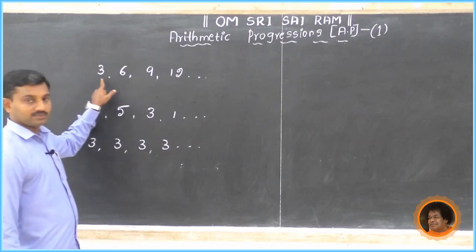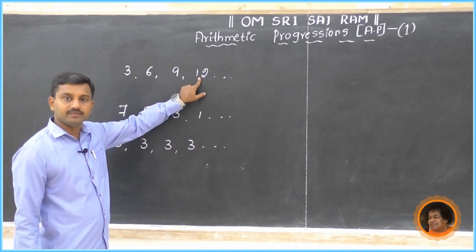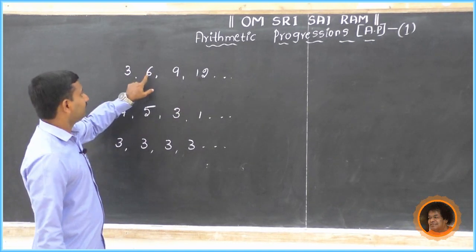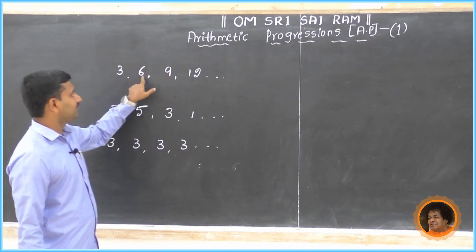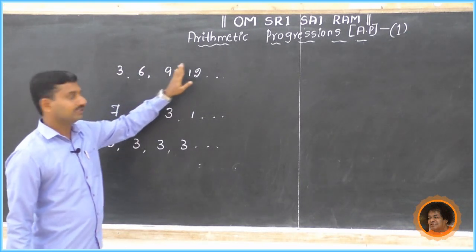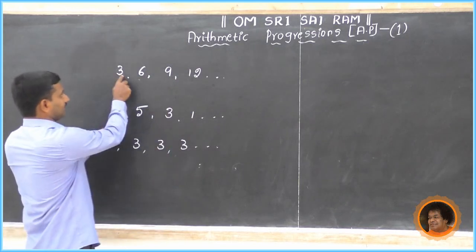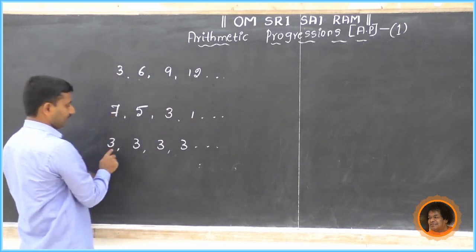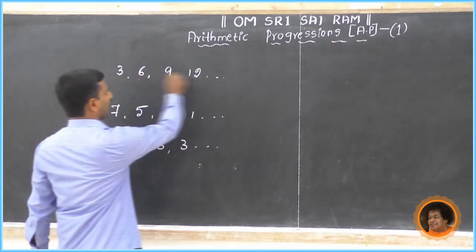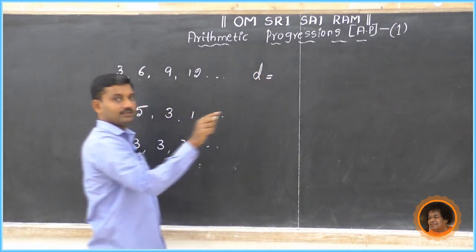Now some examples related to arithmetic progression. 3, 6, 9, 12 are in AP because the difference between a term and its preceding term is a constant: 6 minus 3 is 3, 9 minus 6 is 3. So the given list of numbers is in AP. Here the first term is 3. In the second example the first term is 7. Here the first term is 3. Now find the common difference, or fixed number.